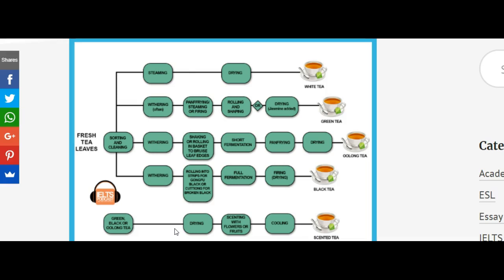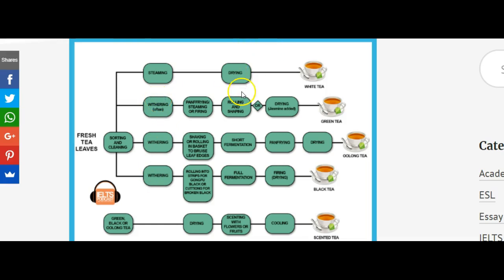So, what do I like to see here? I like to see that the 4 teas, white, green, oolong, and black, all start with one common step, and that step is sorting and cleaning. Okay? After that is completed, white tea has only 2 short steps, steaming and drying, and then it's done. Now, then you could say the other 3 remaining teas, green, oolong, and black, share the same second step, and that step is withering. While for oolong and black tea this always happens, for green tea it is merely often.